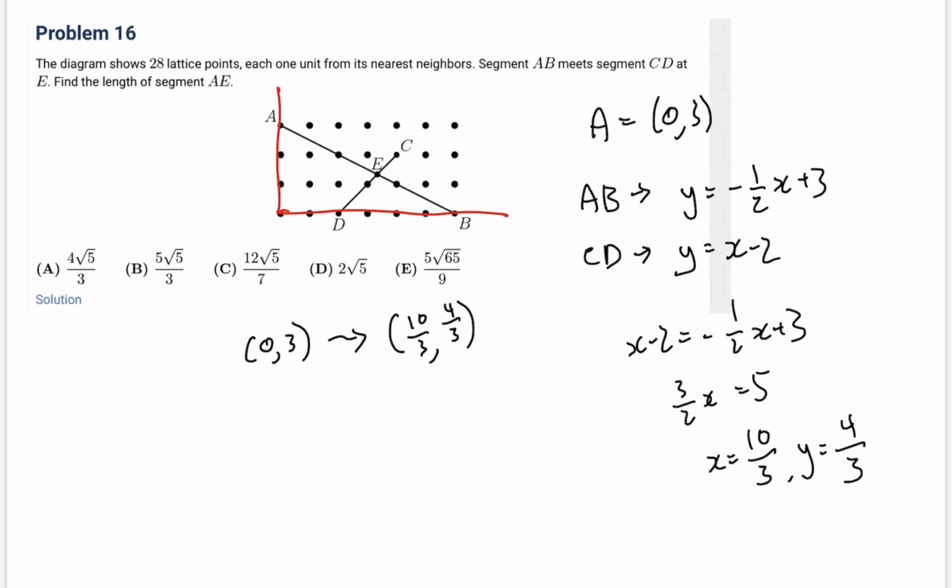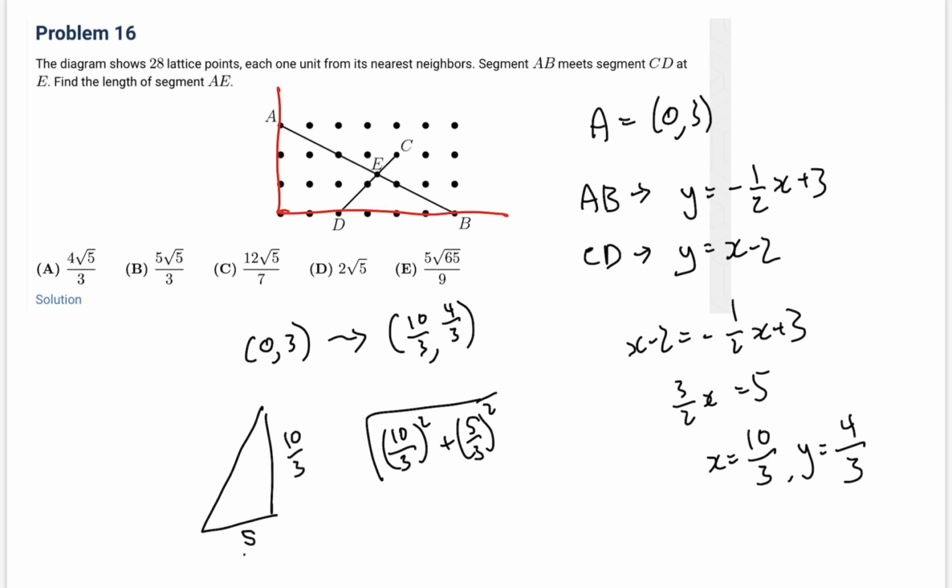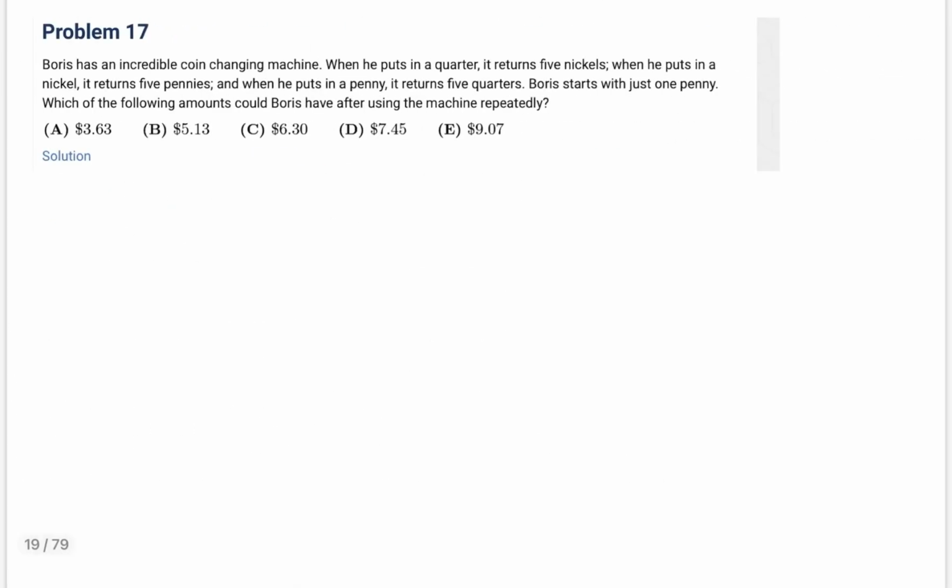So the length is the square root of 10 over 3 squared plus 5 over 3 squared. If we put this into a triangle, then we can see that this is 10 over 3, this is 5 over 3, therefore this is 5 over 3 times root 5, so it's B. Number 16, B.